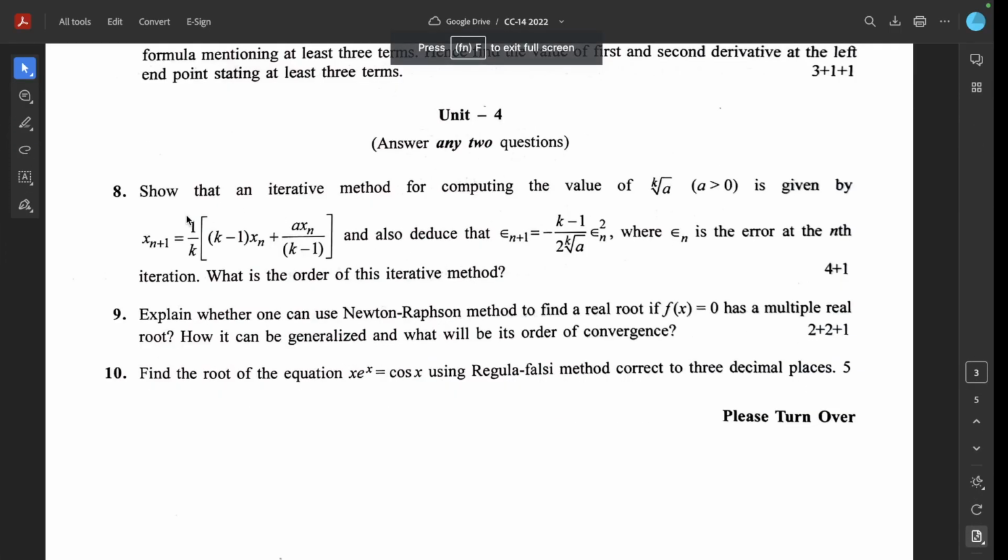Question number 8. Show that an iterative method for computing the value of the kth root of a, a greater than 0, is given by x_{n+1} = 1/k [(k-1) x_n + a / x_n^(k-1)], and also deduce that epsilon_{n+1} = -(k-1)/(2 a^(1/k)) epsilon_n squared, where epsilon_n is the error at the nth iteration. What is the order of this iterative method?